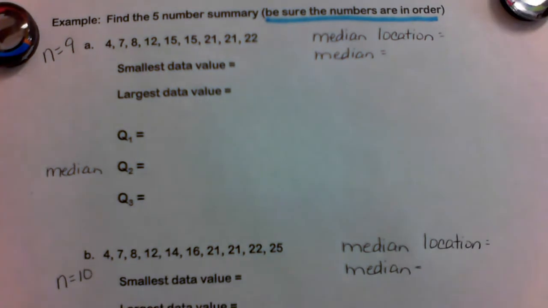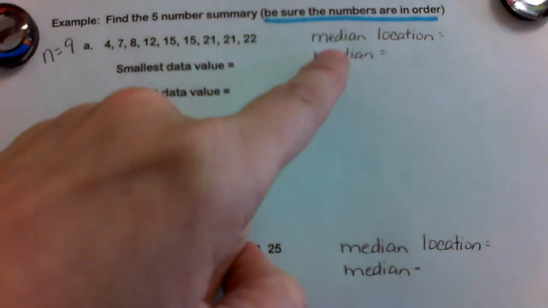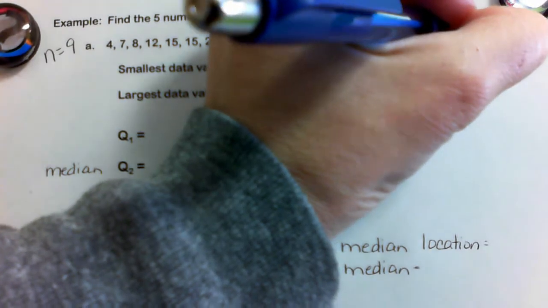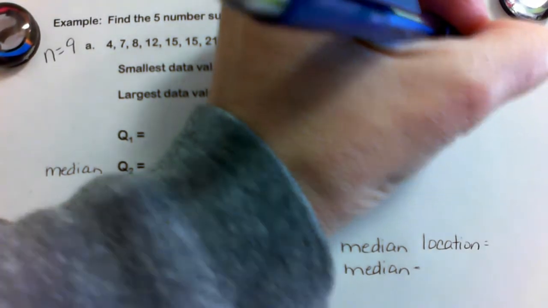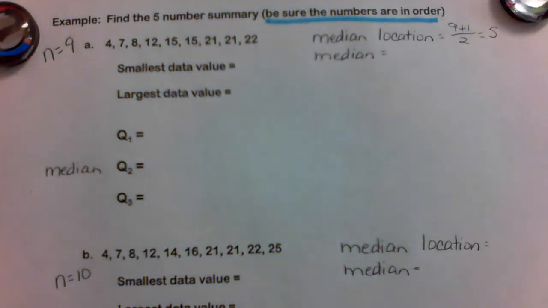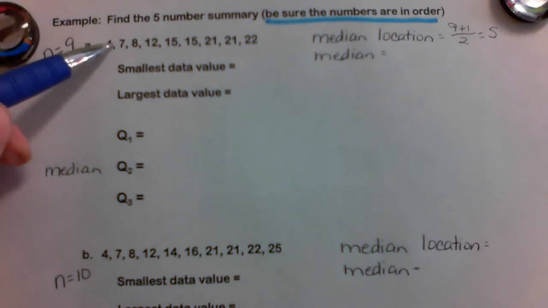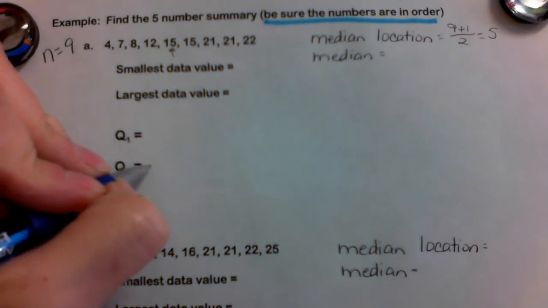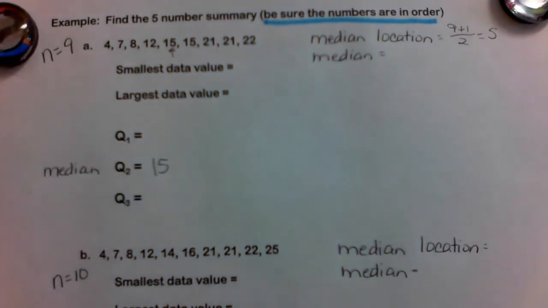So that's why over here, I'll go back to our discussion on the location of the median. If you recall, that is n plus 1 divided by 2. There are 9 data values, so 9 plus 1 divided by 2. So that I add that and I get 5. So that tells me that my median is the 5th value. 1, 2, 3, 4, 5. This value right here, 15, is my quartile 2.